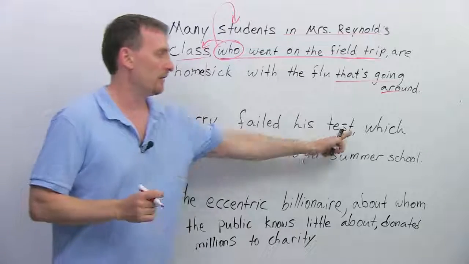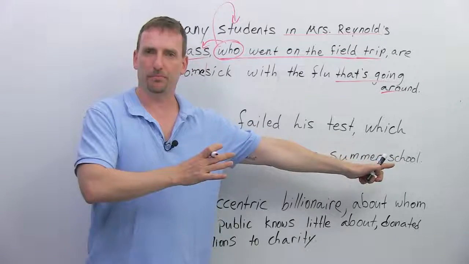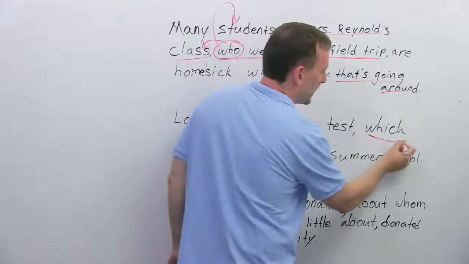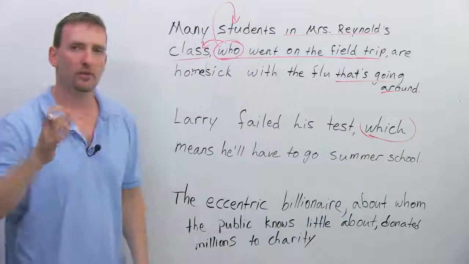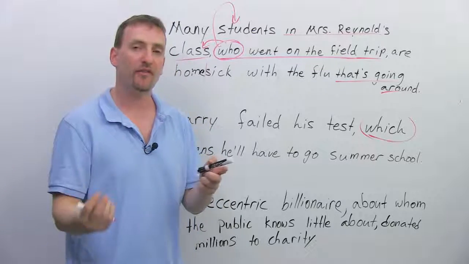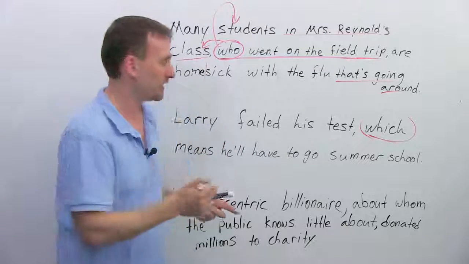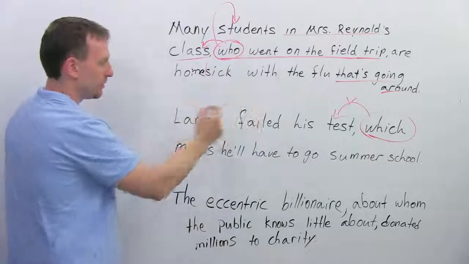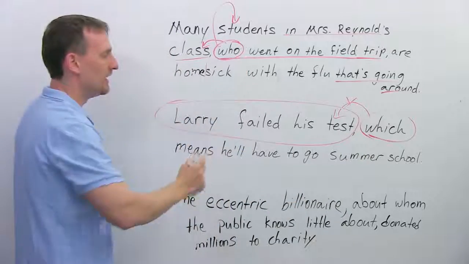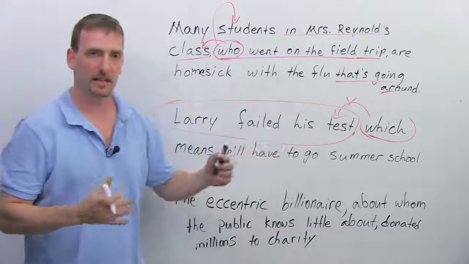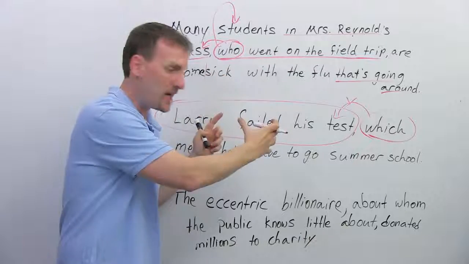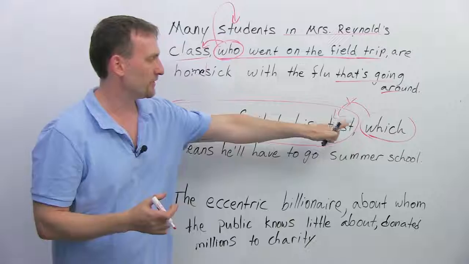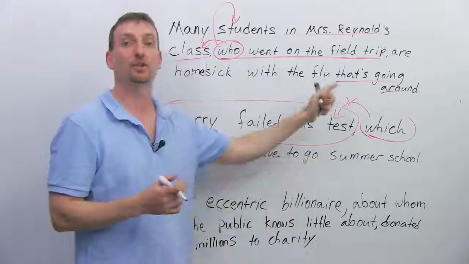Now, another thing. Remember what I said about putting it right next to the noun you're modifying? Except for the case of which. An adjective clause with which can modify the entire clause before it. So this which is not about test. Okay? This which is modifying the entire clause. Larry failed his test, which means he'll have to go to summer school. Okay? So this which is talking about the entire situation.